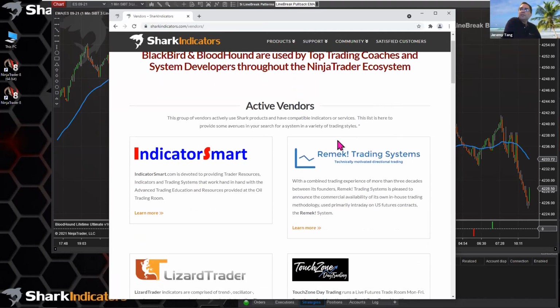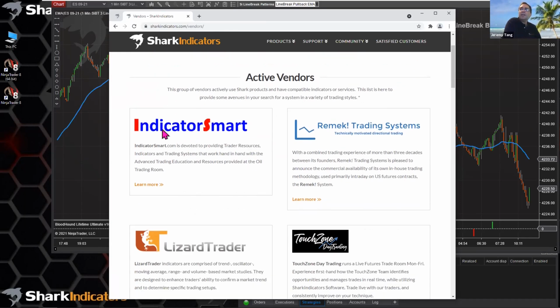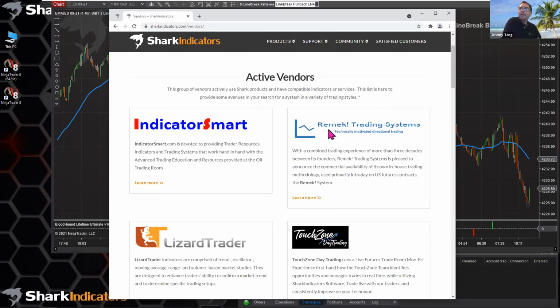Unfortunately there's no centralized place, but I can just say that Indicator Smart does have some templates, I believe. Rob Mitchell has some templates. Remick actually sells specifically BloodHound templates, so Remick is in the business of selling BloodHound templates. Also, if you don't want to take the time to learn BloodHound and you just want somebody to build your trading idea, Remick will also do that on an hourly fee.